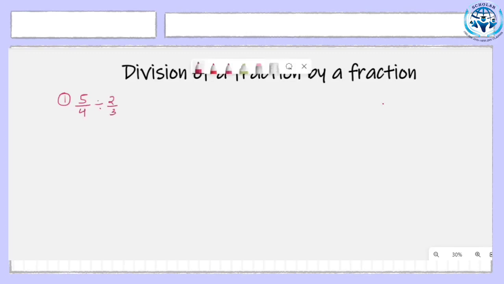Number 1 is 5 by 4 divided by 2 by 3. We will convert this fraction, that means we are inverting this fraction and multiplying with 5 upon 4. 5 by 4 into 3 by 2, it was 2 by 3. 5 threes are 15, 4 twos are 8. Easy? This is an improper fraction changing into a mixed fraction: 1 7 by 8. 8 ones are 8, 8 plus 7 is 15. Now the second example.